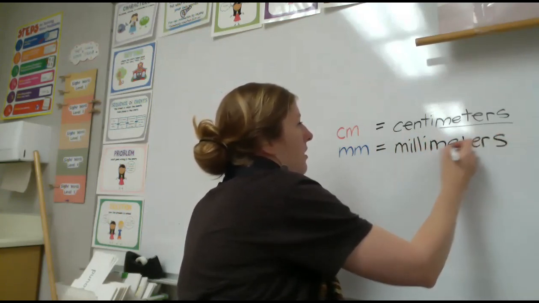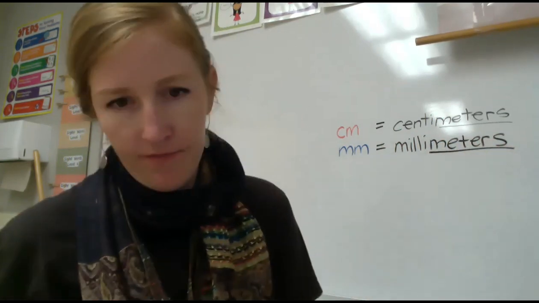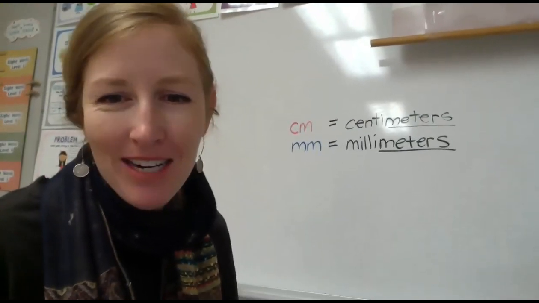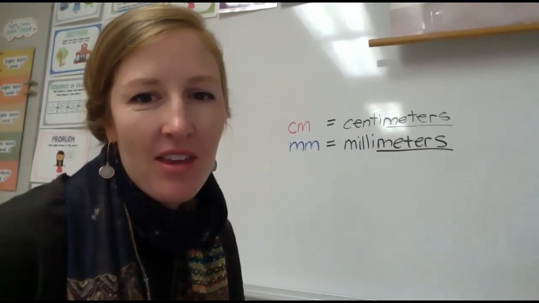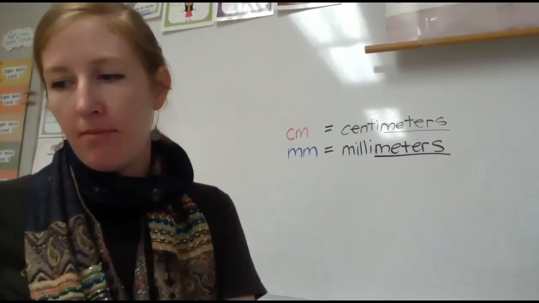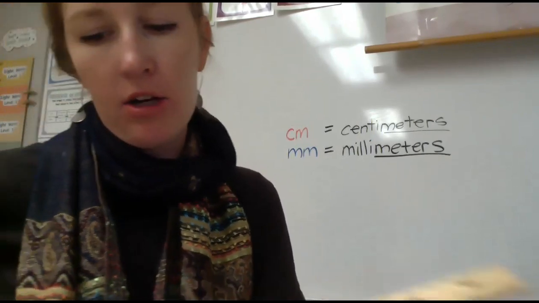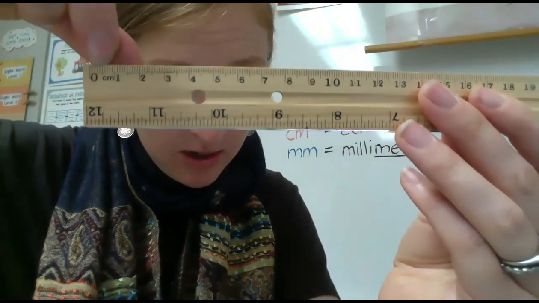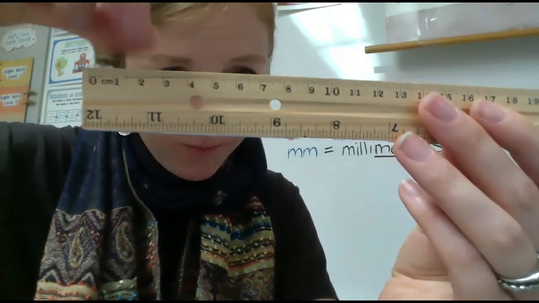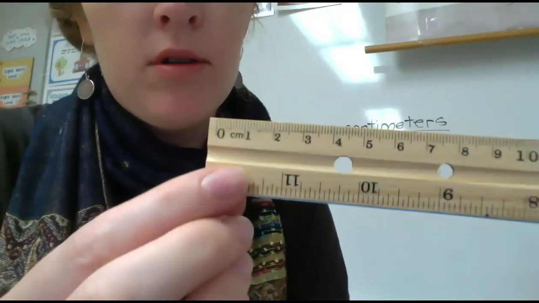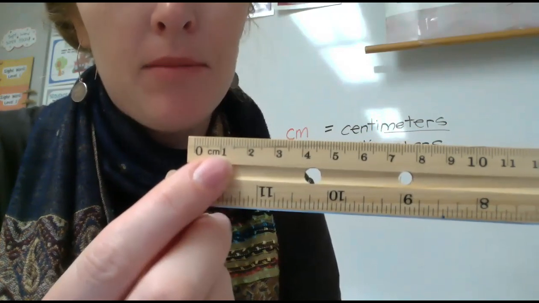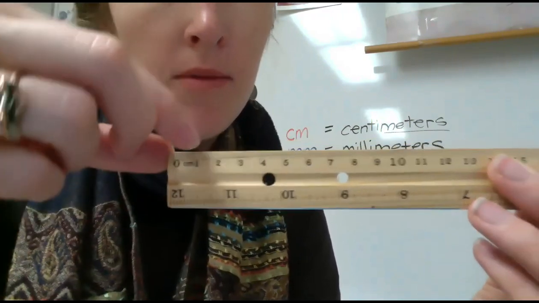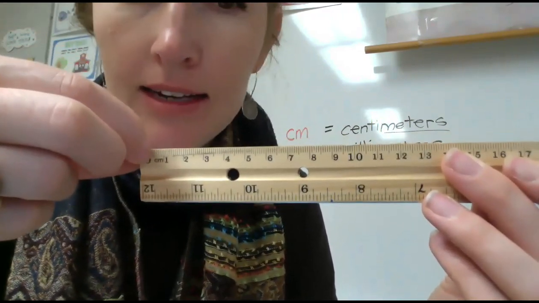So, millimeters. You see, I keep moving the computer. Okay, millimeters. Now, the millimeters are actually the teeny tiny lines, whereas the centimeters are where the numbers are. So on this ruler, you would say 1 centimeter, 2 centimeters, 3 centimeters. But if you're just looking at these teeny tiny lines, those are the millimeters.